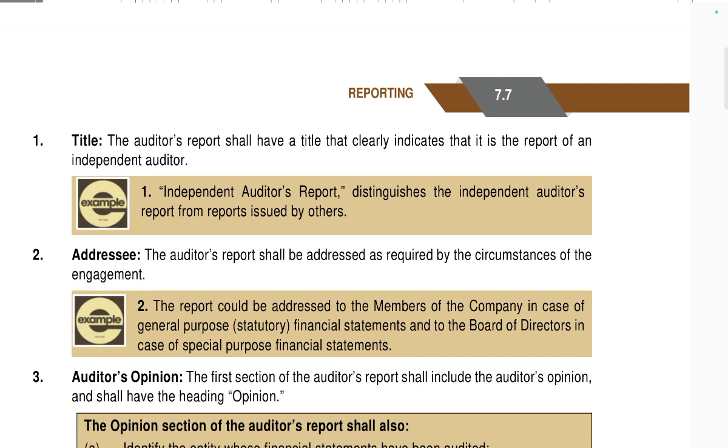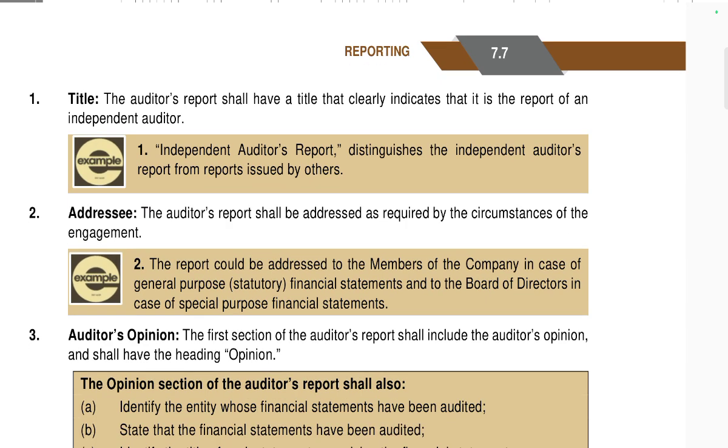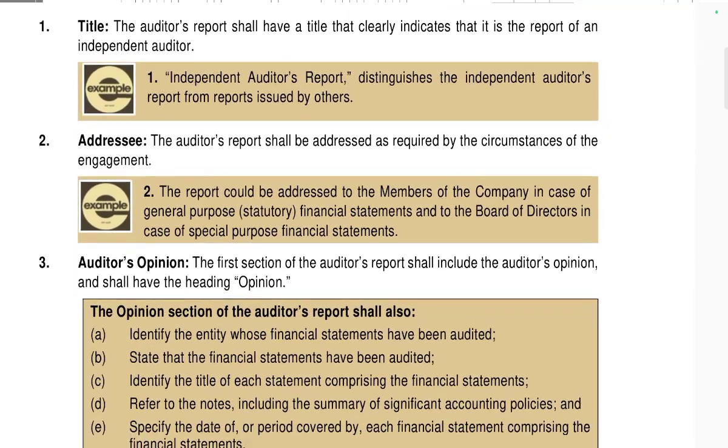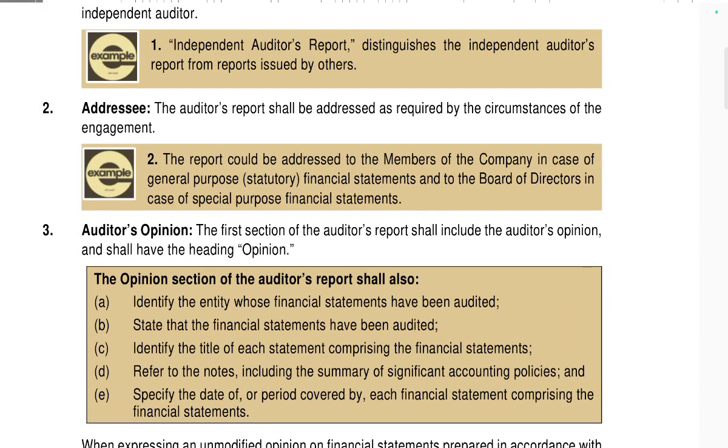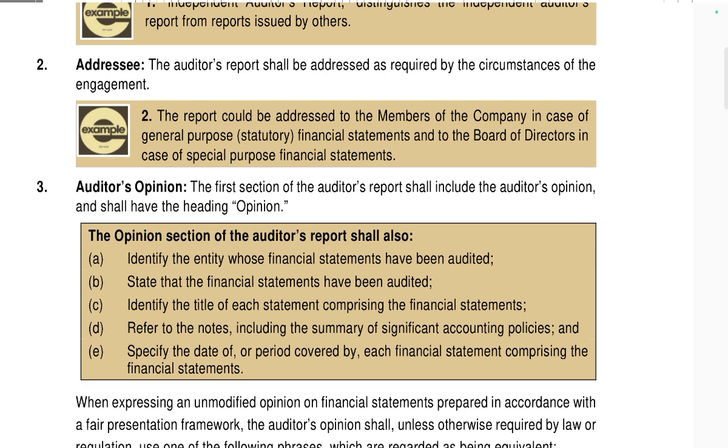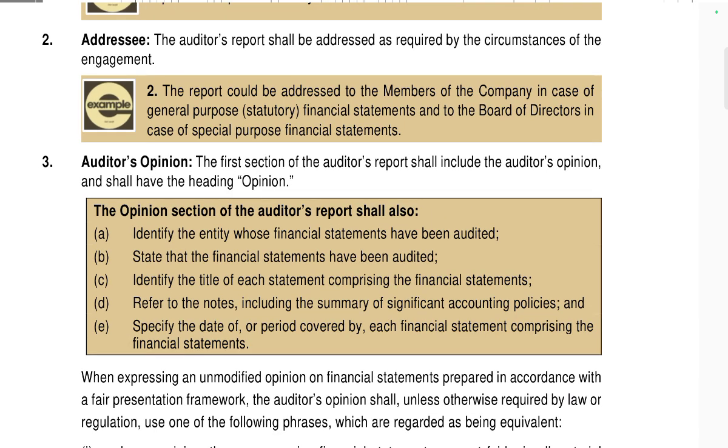Title: the auditor's report shall have a title that clearly indicates that it is the report of the independent auditor. The title of an independent auditor's report distinguishes it from reports issued by others. Addressee: the auditor's report shall be addressed as required by the circumstances of the engagement. The report shall be addressed to the members of the company in the case of general purpose financial statements, and to the board of directors in the case of special purpose financial statements.